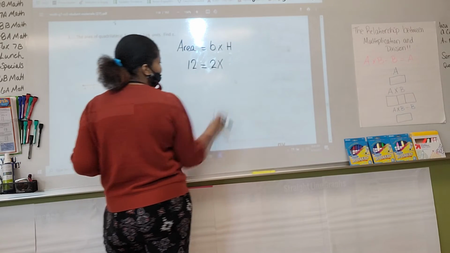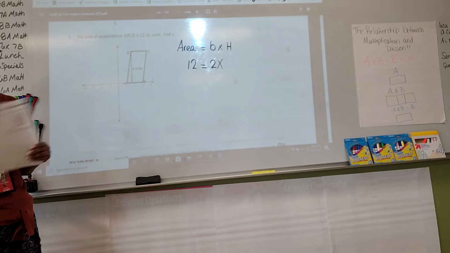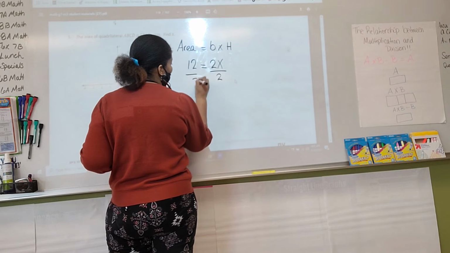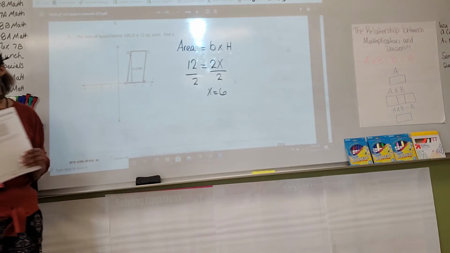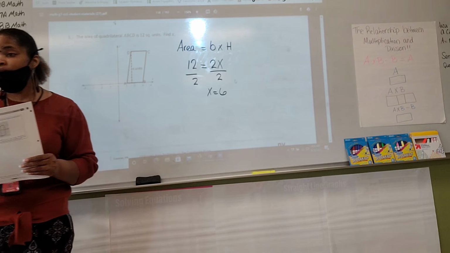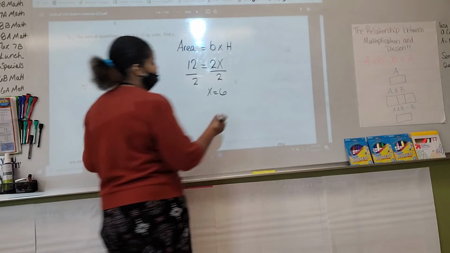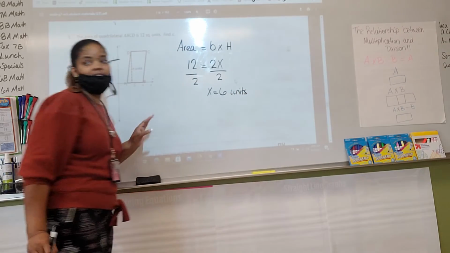So what do I do to get X by itself? Divide by 2, which will be? X equals 6. Any questions with that one? That's it? That's it. That was easy. Wait, because I just took the 12 and halved it. 6 units. Exactly. Half of 12 is 6. Yep, very easy. We got that one.